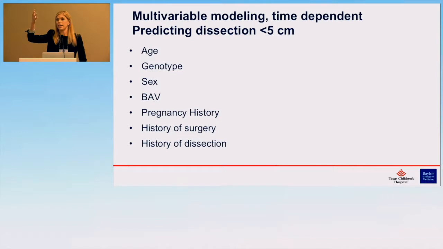If you're 42 today, you're on the 42-year-old line, and if you were 41 yesterday, you were on the 41-year-old line. So it's a really nice way of modeling, and it's sort of infinite by doing time-dependent covariates. You're not making assumptions that someone has the same risk their whole life. And we looked at age, genotype, sex, BAV, pregnancy history, history of surgery, and history of dissection.